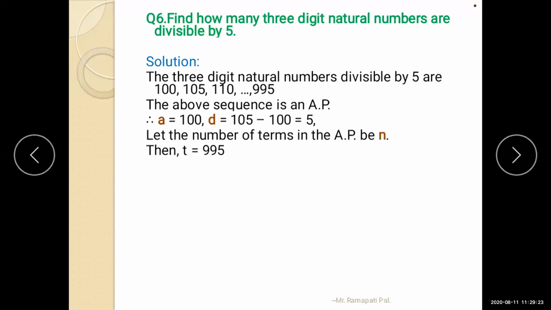Tn is equal to a plus (n minus 1) d. We know the value of A, we know the value of D, and we know the value of Tn. Now substitute these values in the formula and we will get the answer. Okay, let's solve. Tn is 995, equal to A, which is 100, plus (n minus 1) into 5.